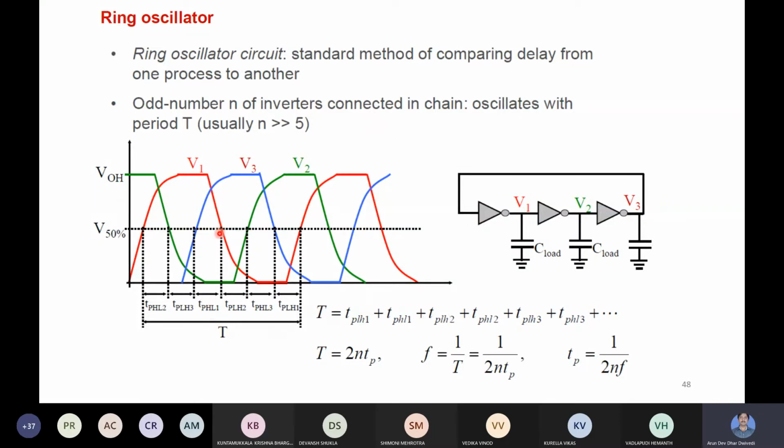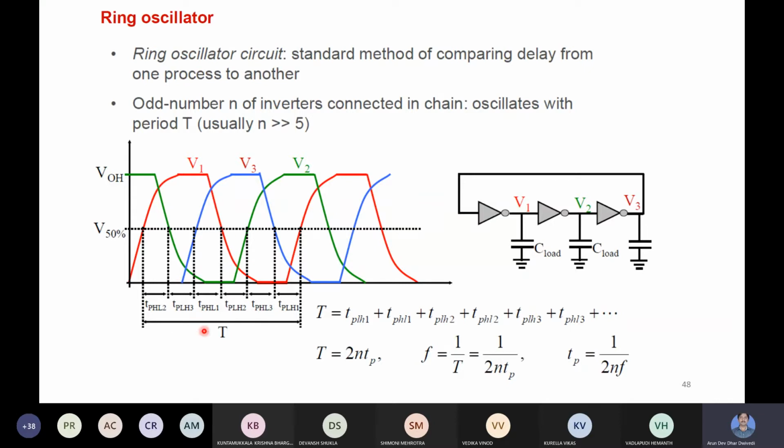This is TPHL1. This is the 50% point, high to low. V1 is coming from high to low, and this one is the third stage, which is the input for the first one. It is going from low to high at 50%. So this is the difference. In a similar fashion, TPLH2, TPLH3, TPHL2, TPHL3, and TPLH1 are all denoted in this graph.